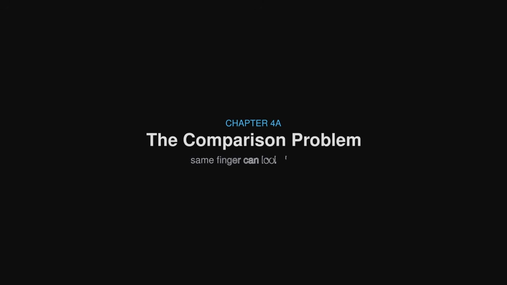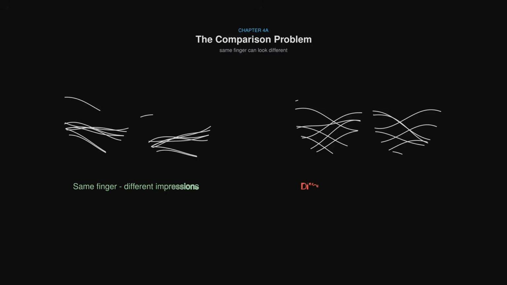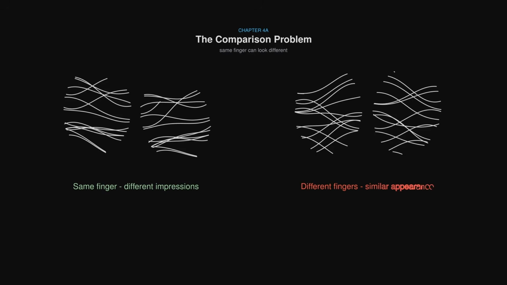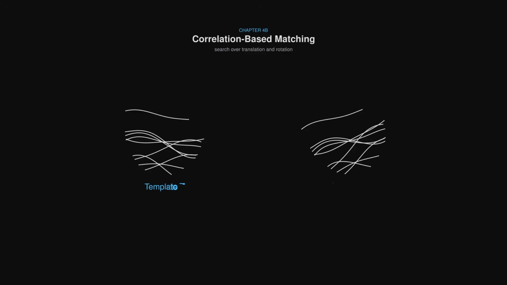Here is the fundamental challenge of fingerprint matching. Two impressions of the same finger can look dramatically different due to rotation, displacement, nonlinear skin distortion, variations in pressure or image quality. Meanwhile, two different fingers can sometimes be deceptively similar. The matching algorithm must maximize the similarity score between genuine pairs while keeping the score low for impostors. Three families of matching algorithms are commonly used: correlation-based, minutiae-based, and ridge feature-based.